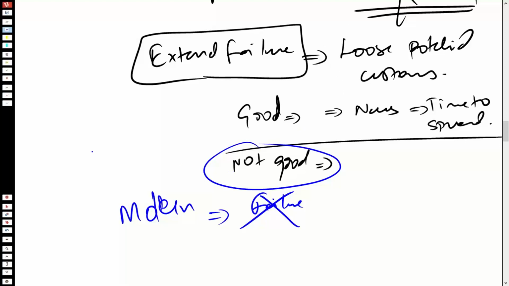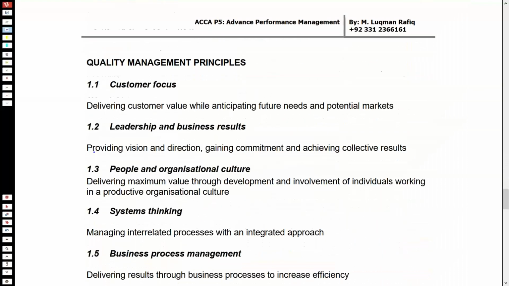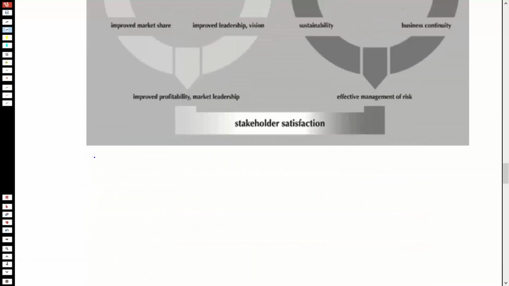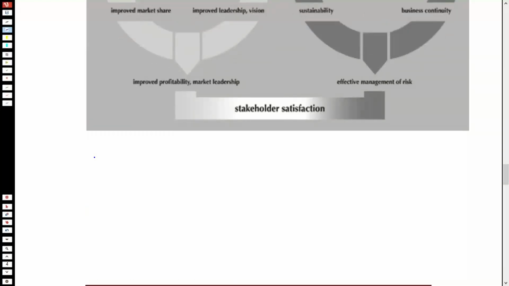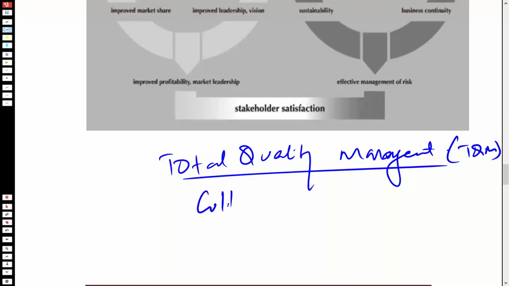Now, that is what the modern day quality management theorist says. Now, with respect to quality management, there are basically different types of concepts, and amongst those different concepts, there is a very famous concept which is called total quality management, which is also termed as TQM. A lot of people think that TQM is actually the name of a technique. So let me tell you that TQM is not the name of a technique. It's actually the name of a culture.